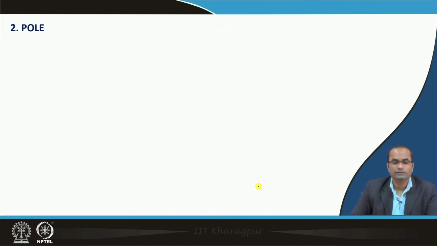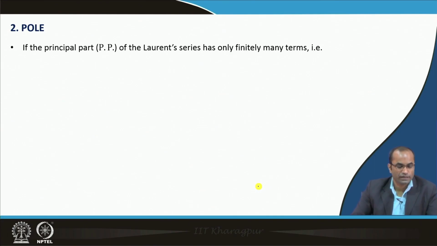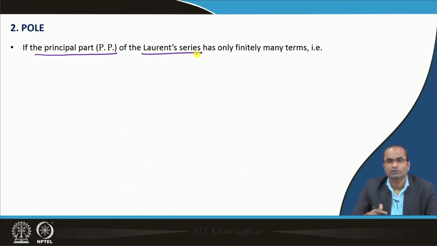So, the second category is the pole. We call as a pole the name of the singularity, the classification of the singularity. Again, if the principal part of this Laurent series has only finitely many terms. There could be three situations, and we have the three classifications here. Either the Laurent series has no principal part, that means no negative powers, then such a singularity will be treated as a removable singularity. If it has only finitely many terms, then these are called the poles, and later on we will see when we have infinitely many terms, it is called the essential singularity.